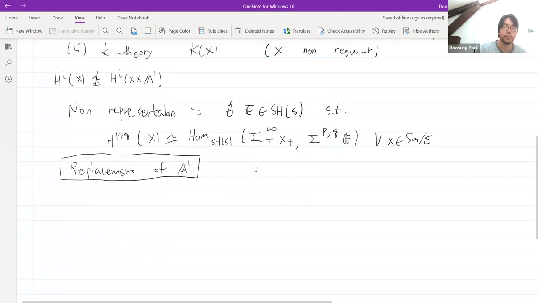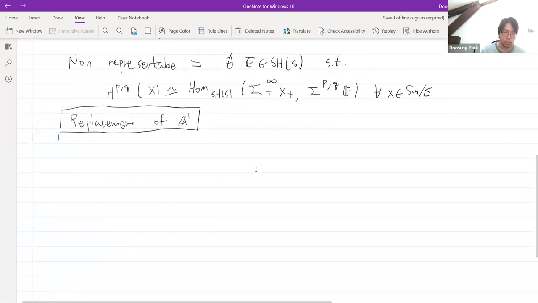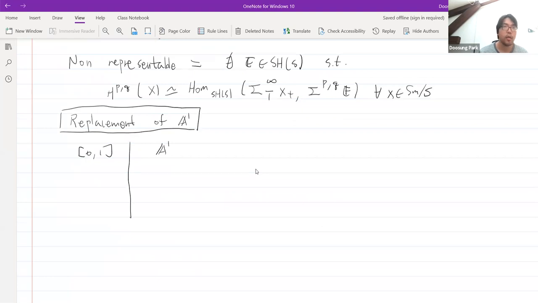So in algebraic topology, the interval is [0,1]. And in motivic homotopy theory, the interval is A1. In A1 theory, [0,1] is compact, but A1 is not compact. And [0,1] is also contractible, and A1 is contractible.